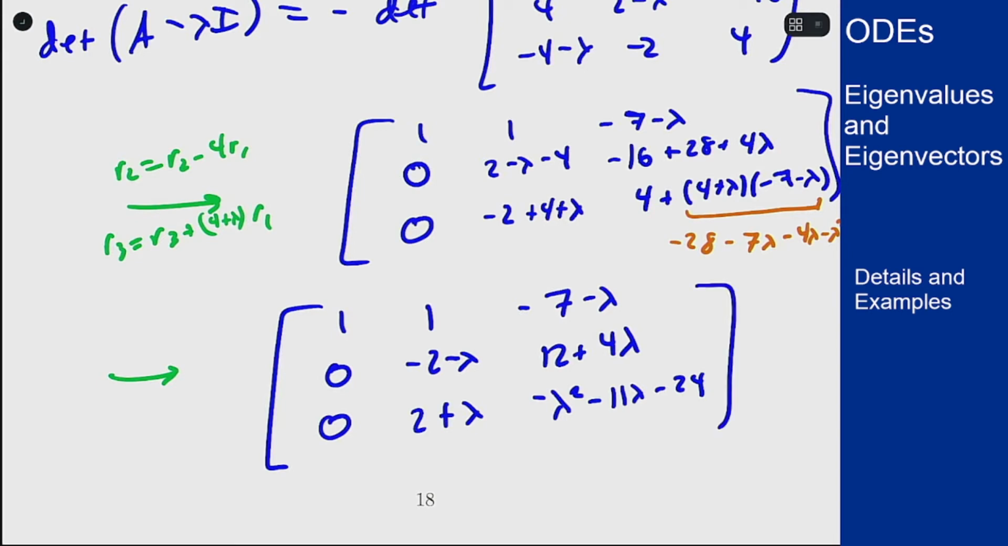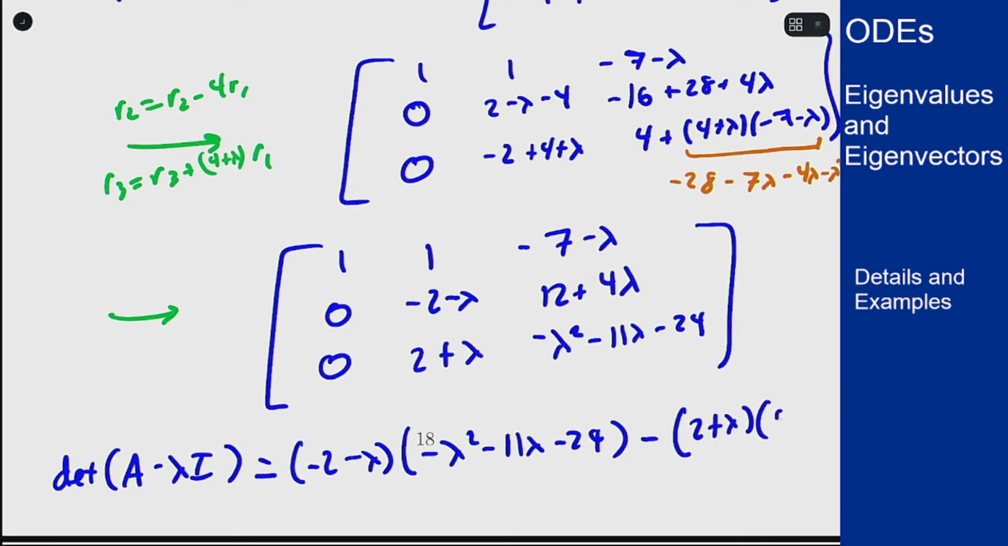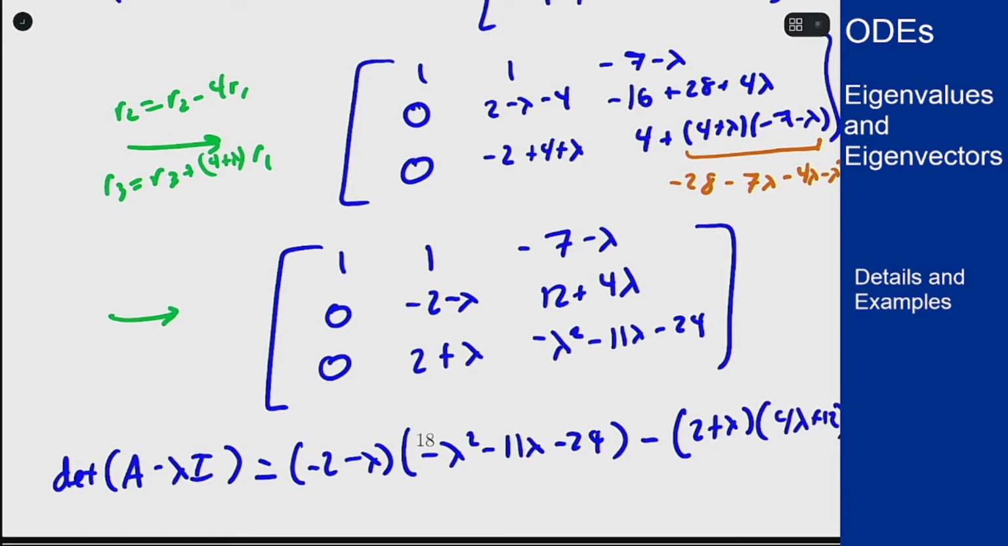And now we can work out this determinant, which will equal the 1 from up here, and then times this determinant down here. So I will get a (-2 minus lambda) times (negative lambda squared minus 11 lambda minus 24), and then minus (2 plus lambda) times (4 lambda plus 12). Now, I see that off the bat, I can immediately factor out a lambda plus 2 from both terms here, which is going to make my life a lot easier in trying to find these eigenvalues.